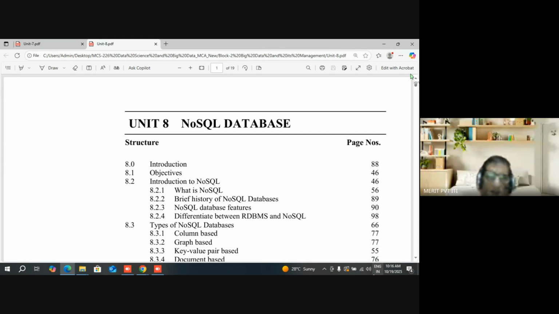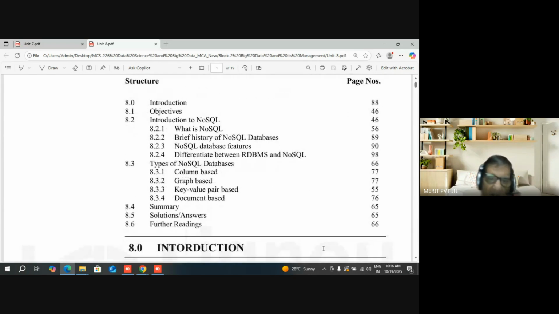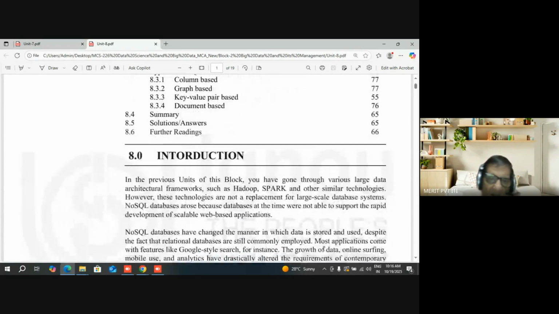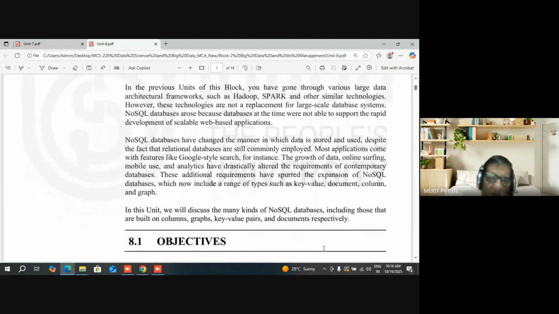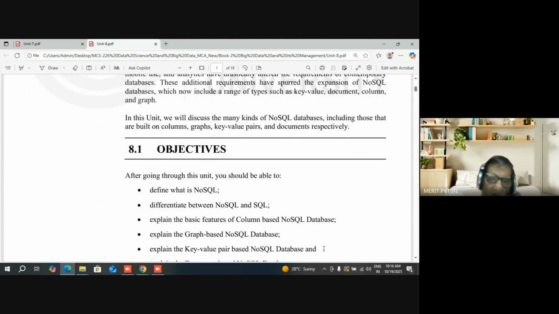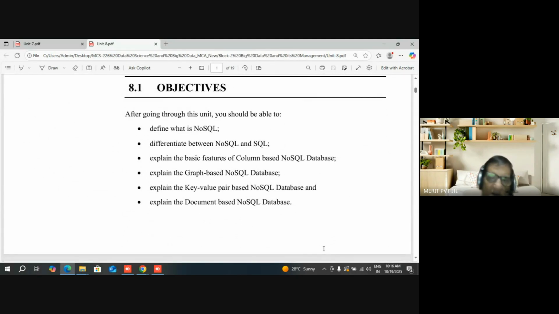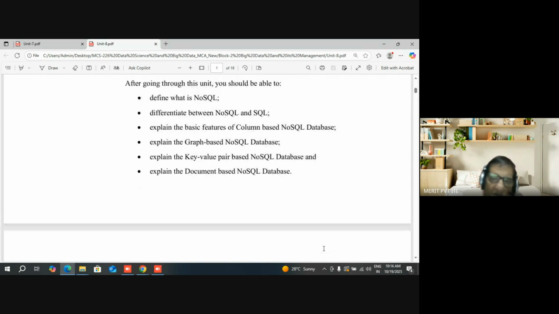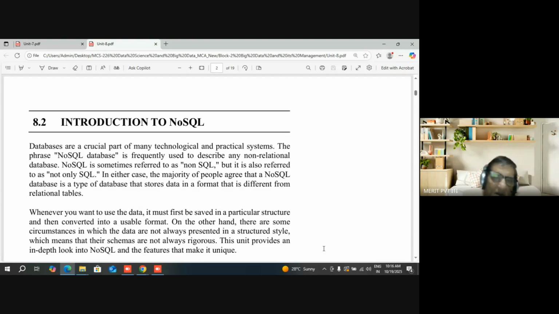Okay. So, NoSQL database, that's the one which we are talking about here: column-based, graph-based, key value, document-based and all that. That's what you will see in this NoSQL unit. Define what is NoSQL and SQL. Explain the basic features of column-based NoSQL database. Explain the graph-based NoSQL database. Explain the key value based NoSQL. This is it. So now we have been talking of SQL-based systems. Now we are talking of NoSQL database.